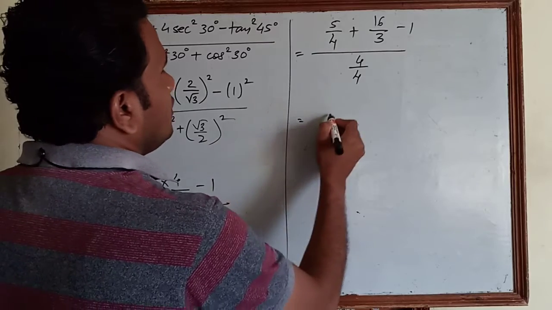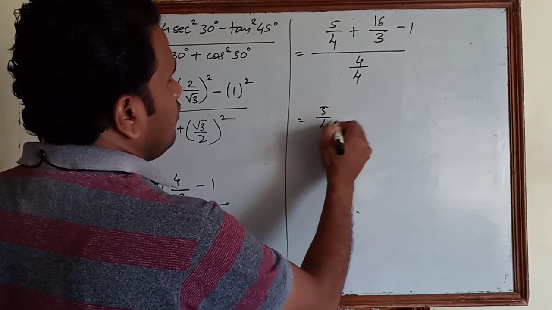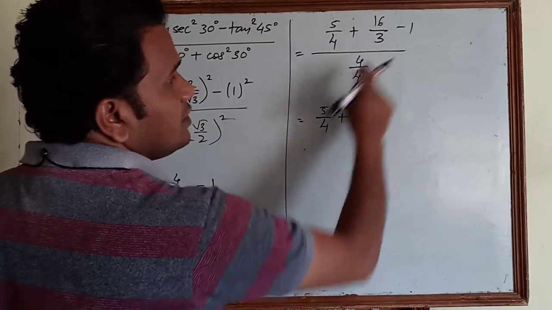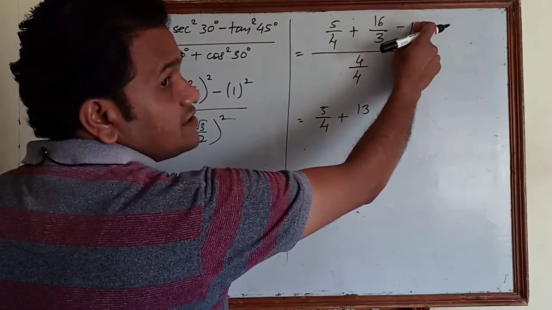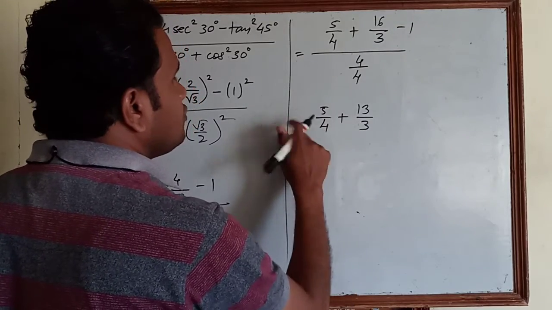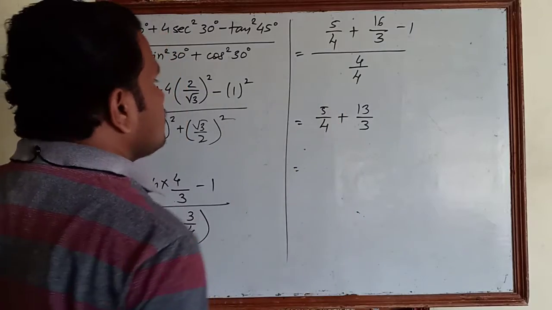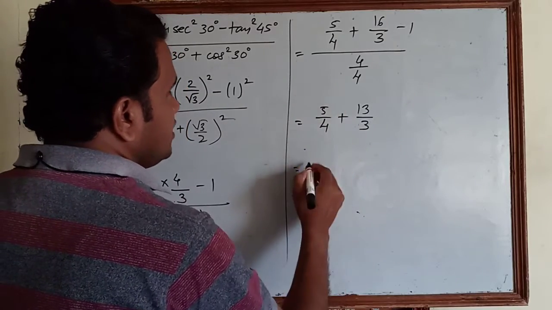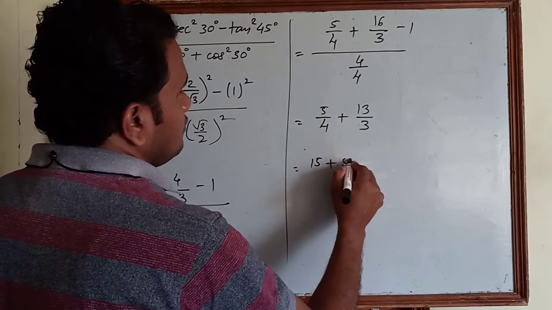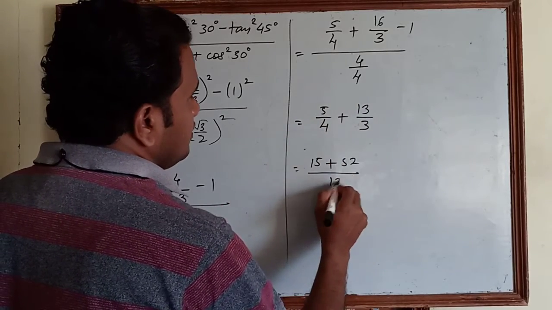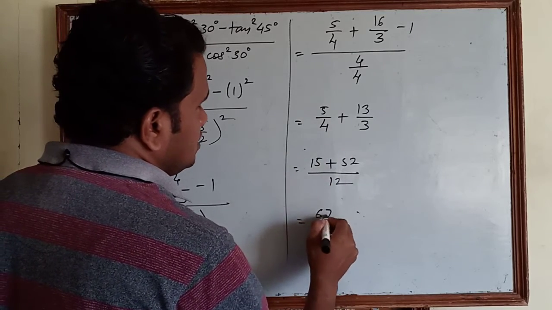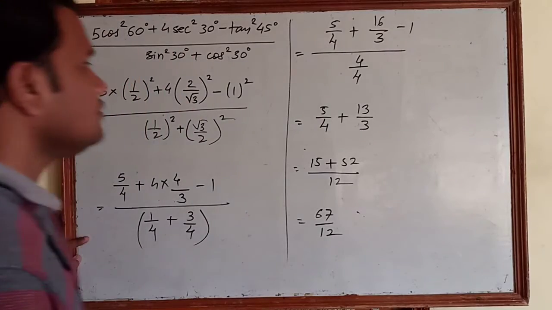Now 5 by 4 plus 3 ones are 3, 16 minus 3 is 13 upon 3, upon 4 by 4 is 1, no need to write down, just cross them. 5 3s are 15, 13 4s are 52, 4 3s are 12, so you got 67 by 12. This is your solution.